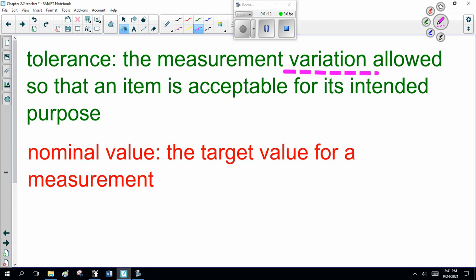Anyway, just to stress, tolerance is the measurement variation allowed so that an item is acceptable for its intended purpose. A nominal value is the target value for a measurement. So once again, whenever you're making or creating something, there's some tolerance allowed.